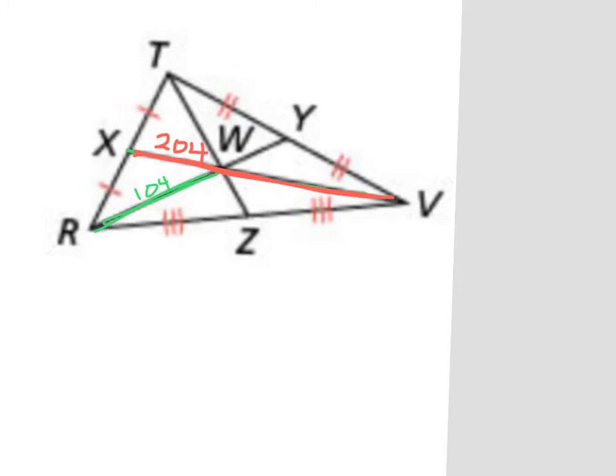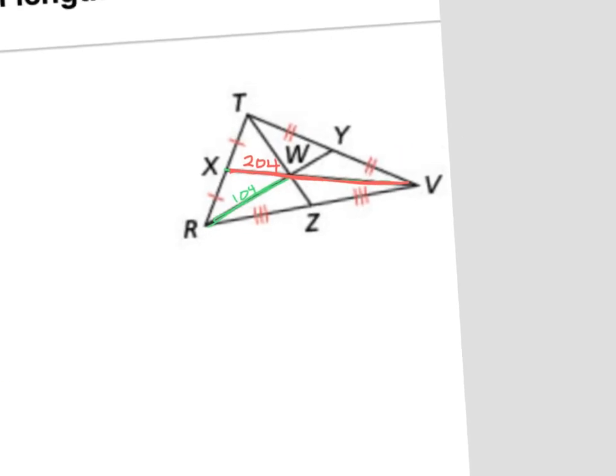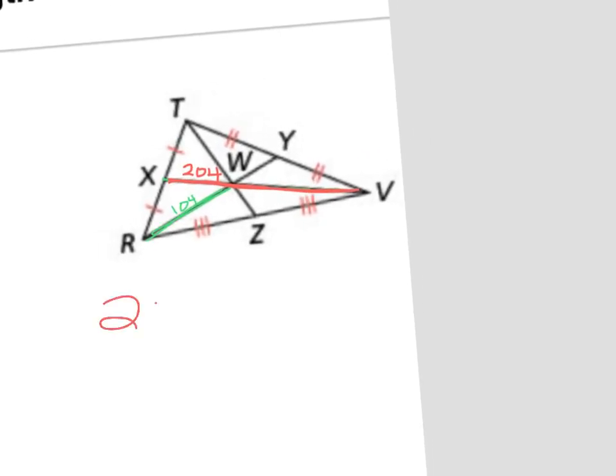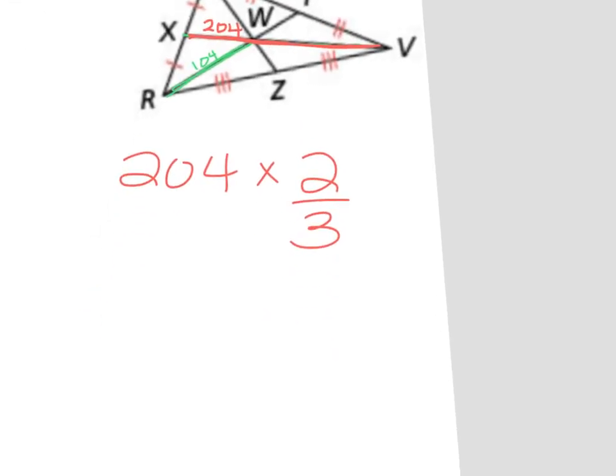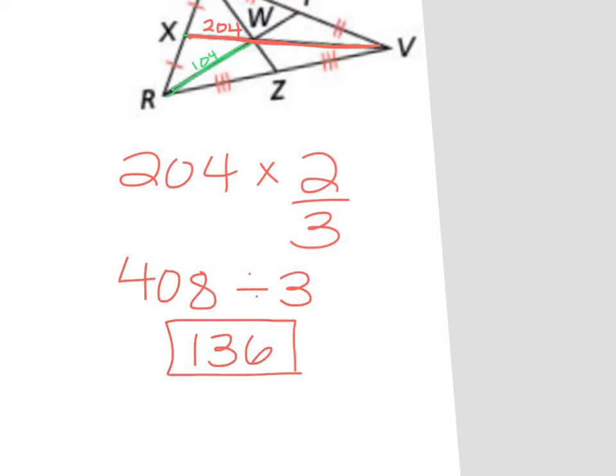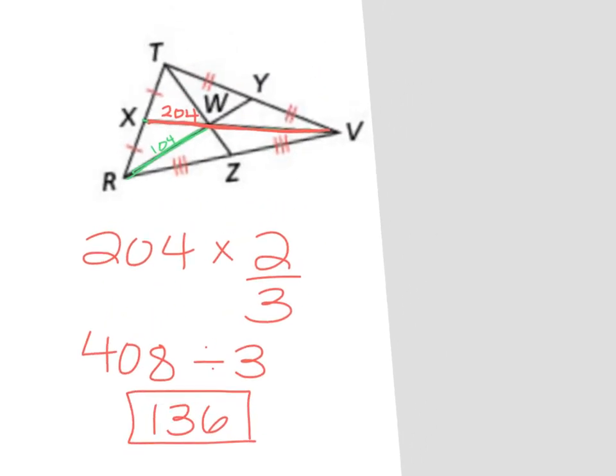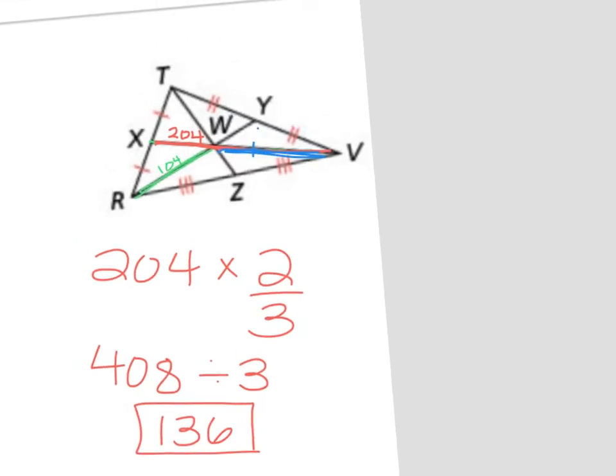So if I wanted to find what it asked for first, it asked for VW. You have to multiply 204 by 2 divided by 3. Good. So this is times 2/3. So I can multiply it first by 2. 204 times 2 is 408. And then divide it by 3. 136. So that would be this section. I'm going to subtract 136 from 204 to get WX.